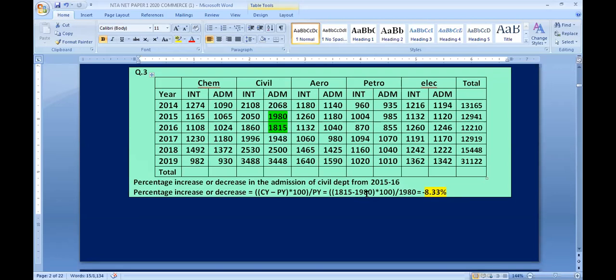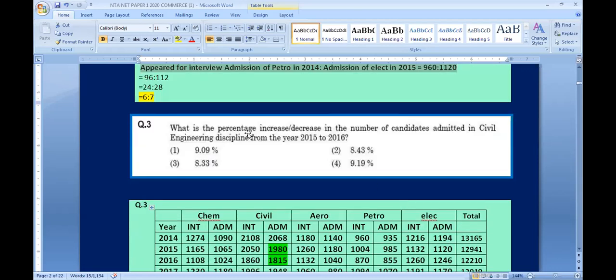1815 minus previous year value 1980 into 100 divided by 1980 equal to minus 8.33 percentage. But in your answer, you look at they are given plus 8.33 percentage. What is the trick here? And if you do a smaller mistake, you may land up in 8.43. Am I right? If you're doing a smaller mistake, you may land up in 8.43.